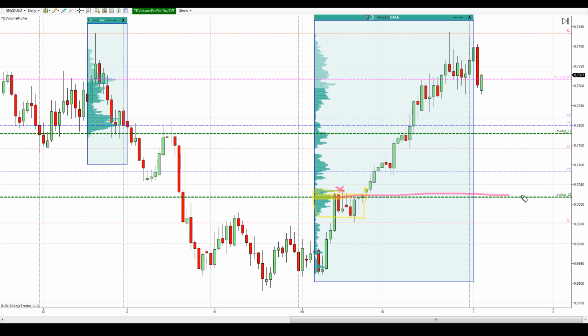So this is my second long level. Stop loss is right there below this low, and this is my profit target. So I'll be waiting for a pullback first to this long level and then to the second long level.